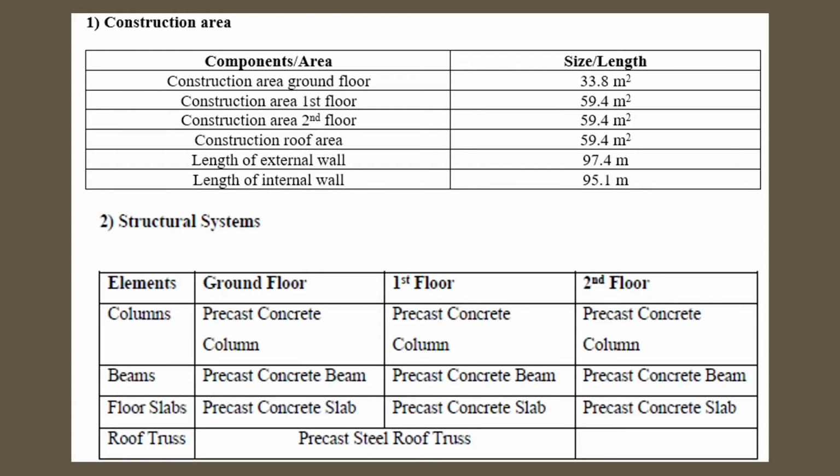Next is the structural system. The first element is the column. Precast concrete column is used at ground floor, first floor, and second floor. Then the beam. The beam used is precast concrete beam at the ground floor, first floor, and second floor. Meanwhile, the floor slab used is precast concrete slab at ground floor, first floor, and second floor. The roof truss used is precast steel roof truss.